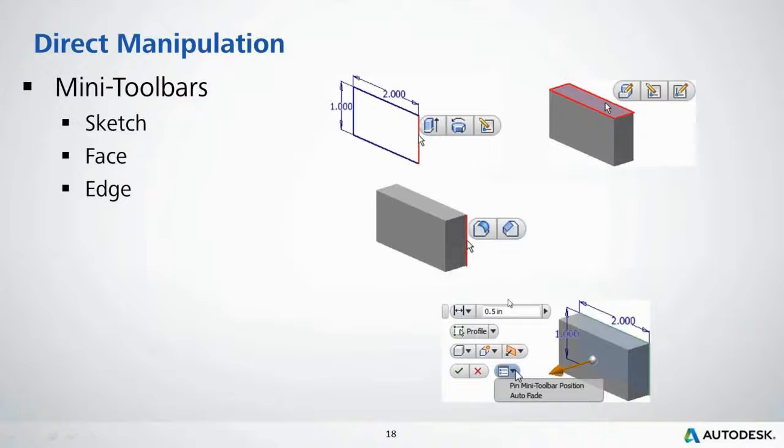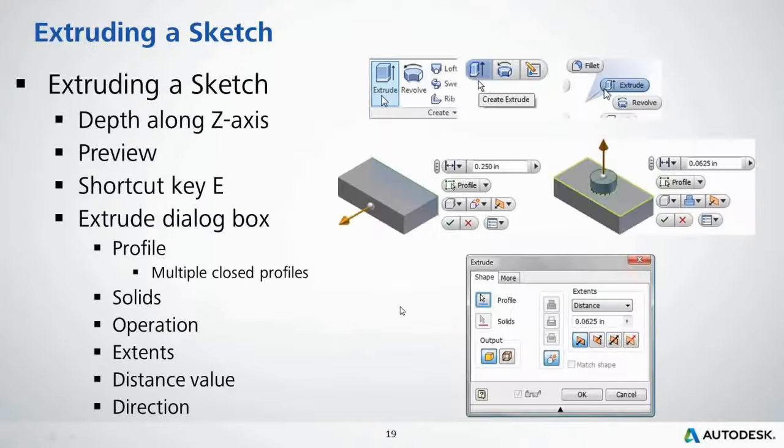Also, I want to point out with the direct manipulation tools, once we're inside of here, you're also going to see options right at the command or the cursor level that are very easy to use to go back and manipulate the geometry. For extruding, once we're in the extrude command, there are a couple of different ways to get there. You'll notice from the ribbon, of course, we have the extrude command. The shortcut key is the letter E.